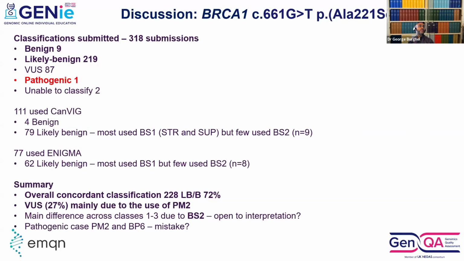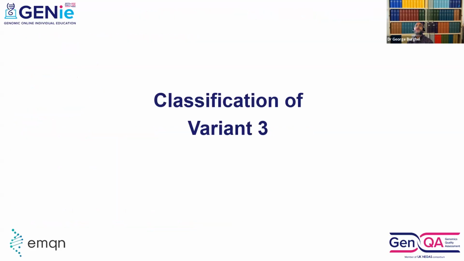Next slide, please. So these are some of the submitted classifications. Like I say, most people had a concordant classification of somewhere between likely benign and benign, mostly likely benign due to different ways of using or underuse of BS2. That was the main reason for the spread of the classes. One entry was pathogenic, which listed PM2 and BP6. So I'm just wondering whether pathogenic was chosen by mistake. And that, I think, concludes variant number 2. I'll hand back over to Maartje.